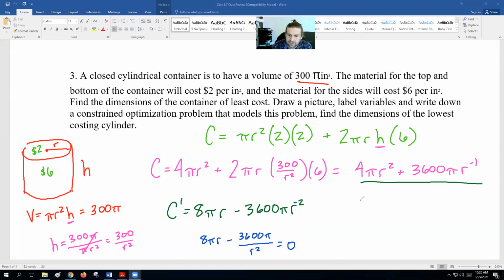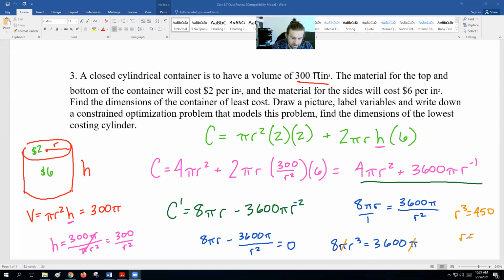Okay, so we can move that over to the other side, and we want 8 pi r equal to 3,600 pi over r squared. We can cross multiply, and we would get 8 pi r cubed equals 3,600 pi. So pi has been sticking around making this problem look ugly, but they cancel each other out. All right, we'll divide by 8. What's 3,600 divided by 8? Probably could do that in my head, but I don't want to right now. 450. And then we're going to take the cube root.